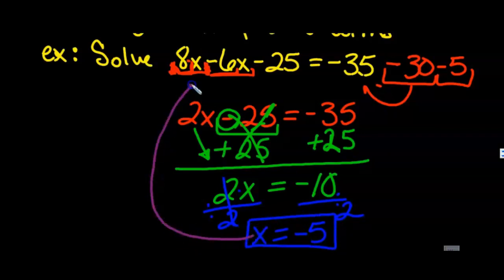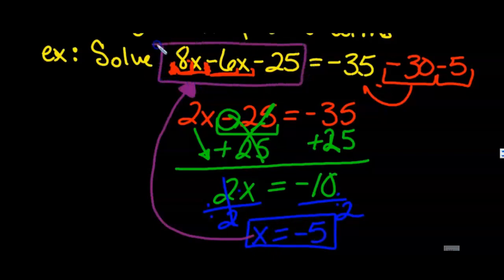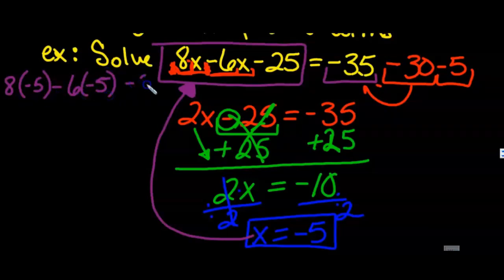So everywhere we see an x, we're going to put a negative 5 up here at the top. Once we have substituted -5 for x, we'll evaluate this side of the expression, and we should end up with -35 as an answer. That's how we know this equation holds true. So 8 times x, which is minus 6x minus 25. Notice every time I said x, I put -5 because that's what we think x is equal to. Okay, so now using our order of operations, multiplication goes first.